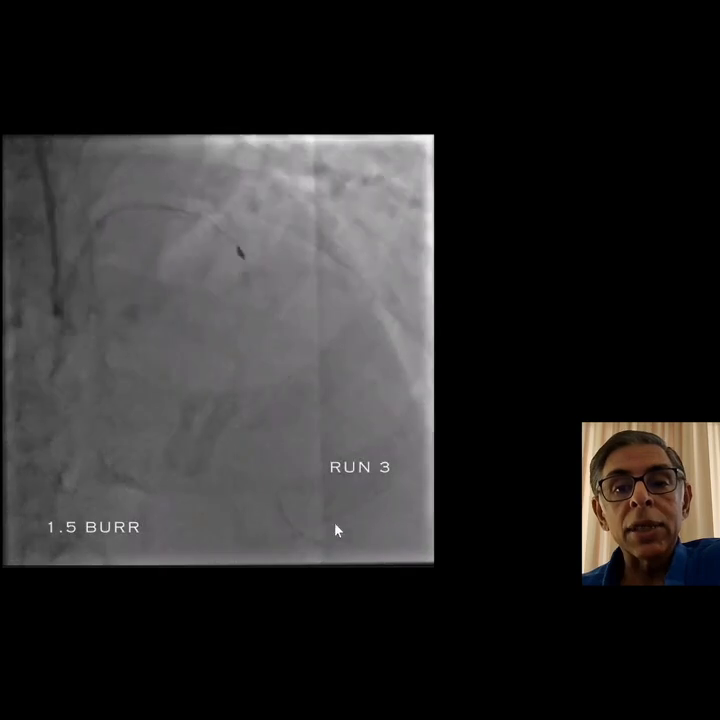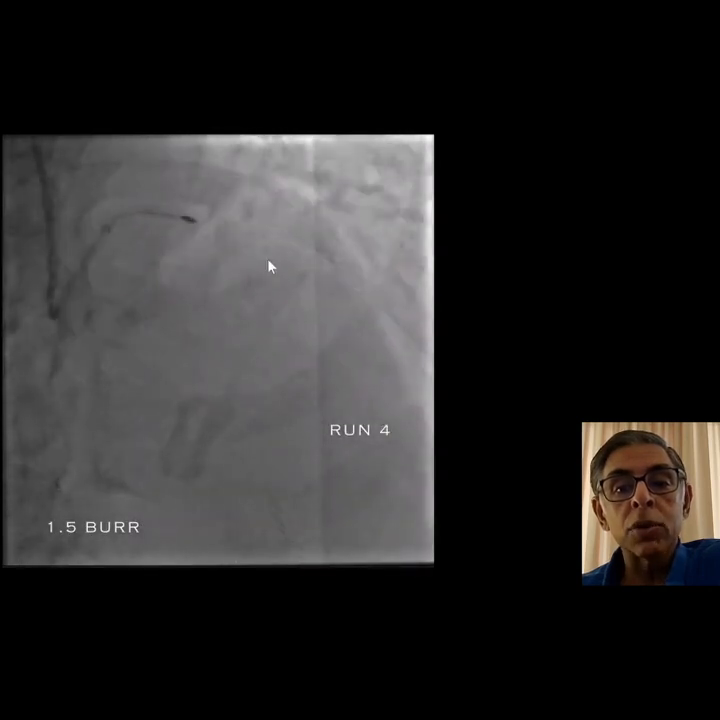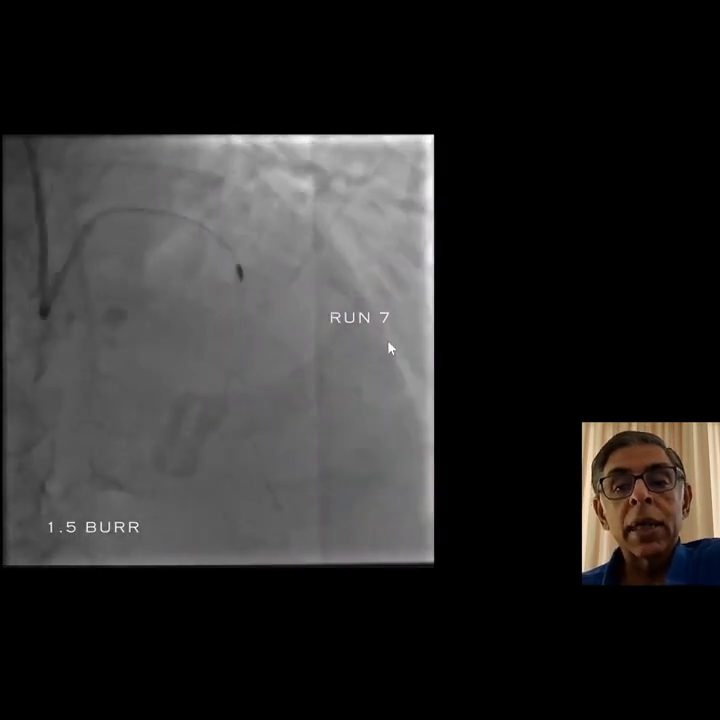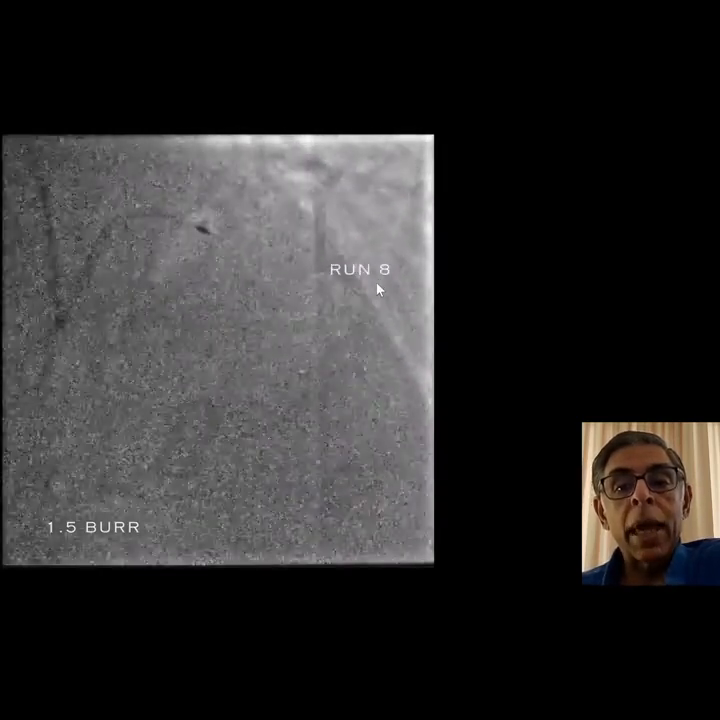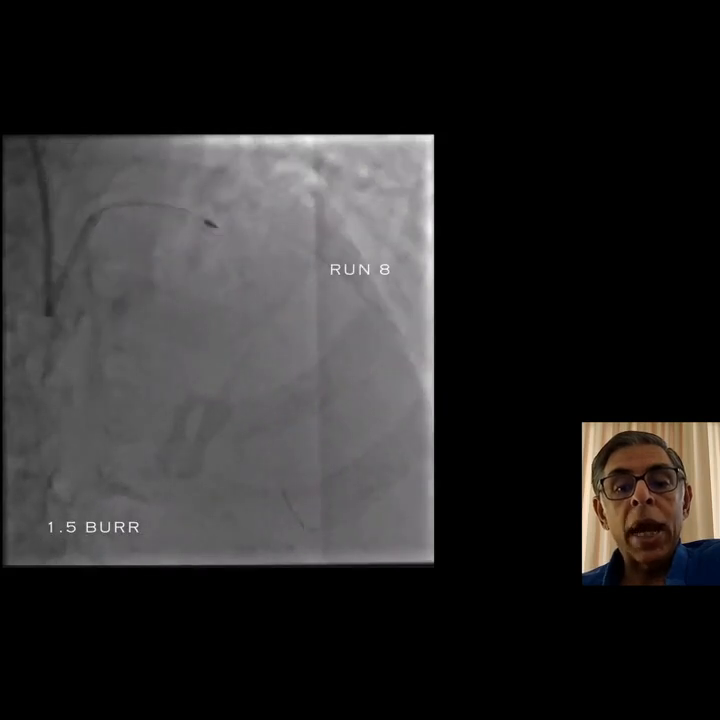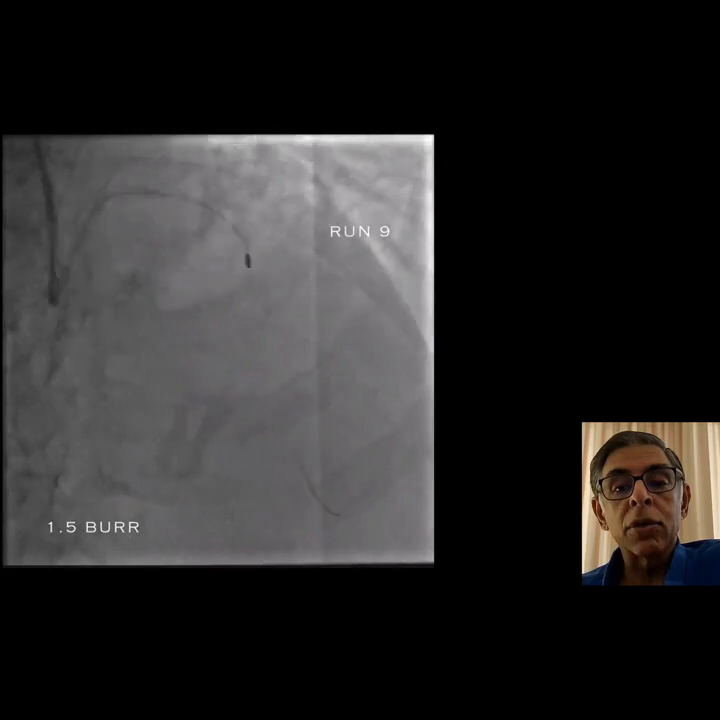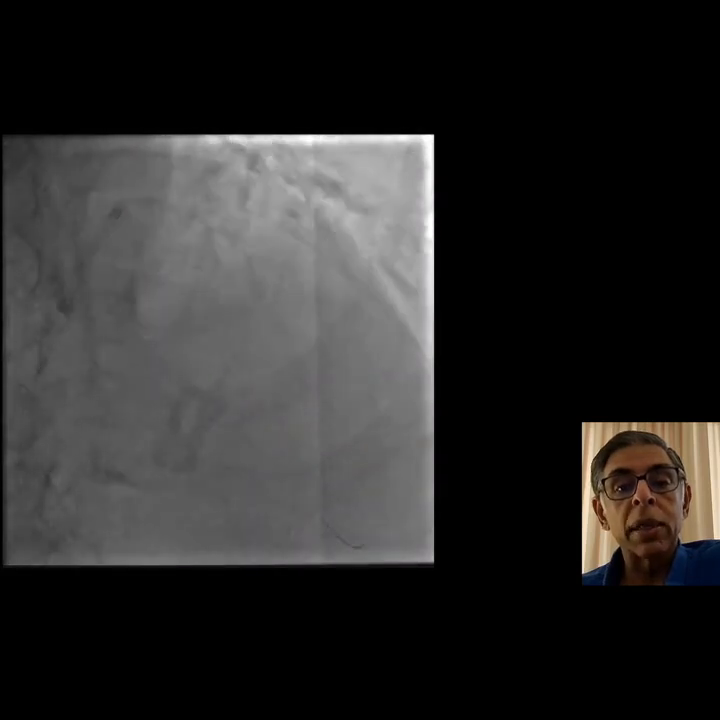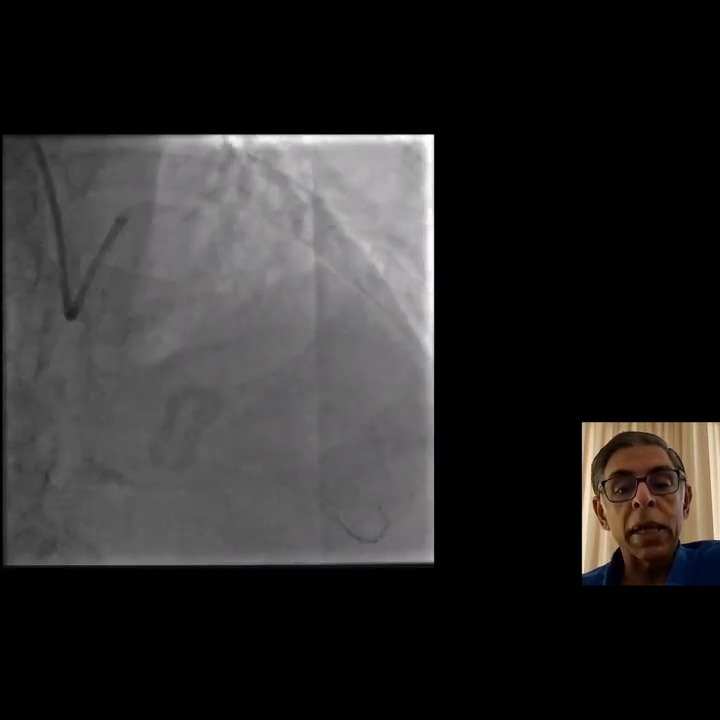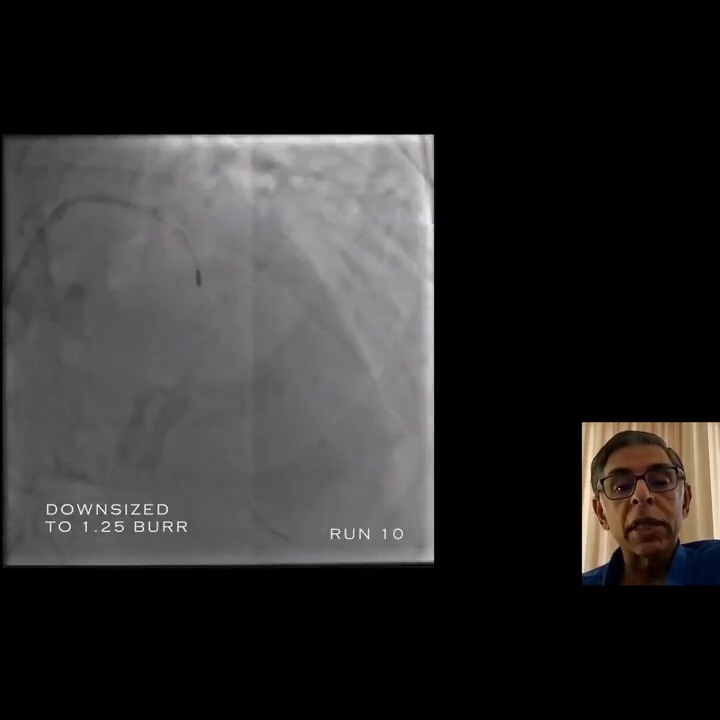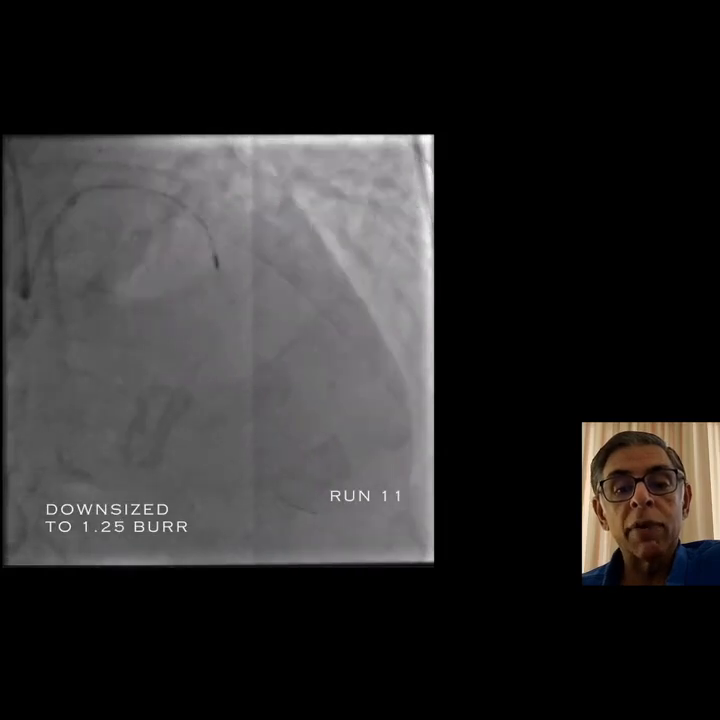And you can see that we required multiple runs to try to cross this mid lesion, and we're at run 4 now, run 5, run 6, 7, and pretty much 8, and at run 9 we have still not been able to cross. And at this point we decided to just take a breather. Flow in the LAD was maintained, the patient's EKG was still normal, and the patient was symptom free, and we decided to downsize the burr to a 1.25.